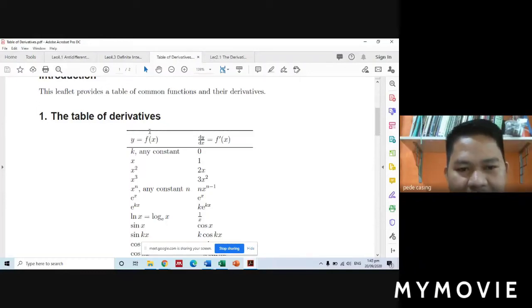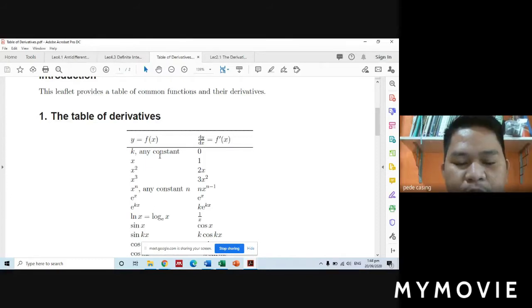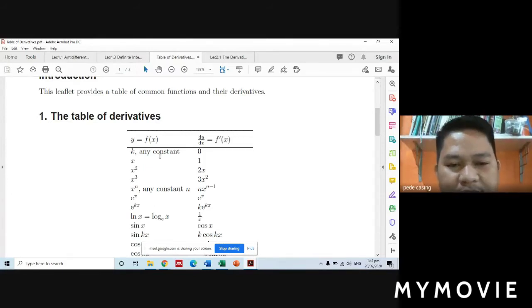In the table of derivatives, we have the function y is equal to f of x. dy over dx, the derivative, is the same as f prime of x. So for example, if the given function is a constant, what do you mean by constant? The derivative is 0. Take note.